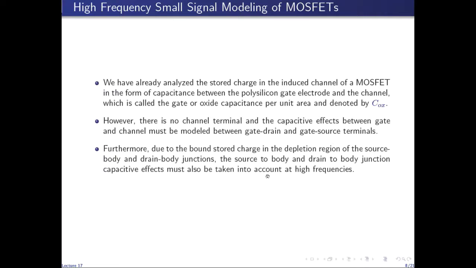Furthermore, we have a depletion region between a reverse bias junction, a depletion region between the source and body regions and the drain and body regions, which will result in the source body and drain body junction capacitances. So both of these capacitive effects, that is the gate capacitive effect and the junction capacitive effect, must be taken into account for the analysis of MOSFET circuits at high frequencies.